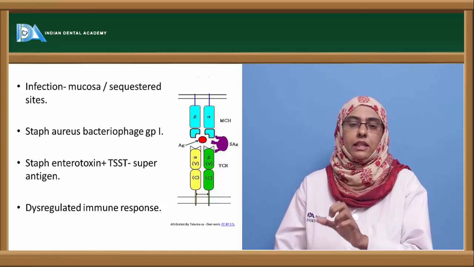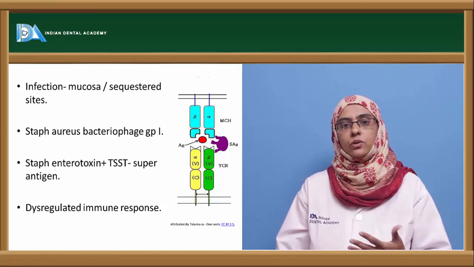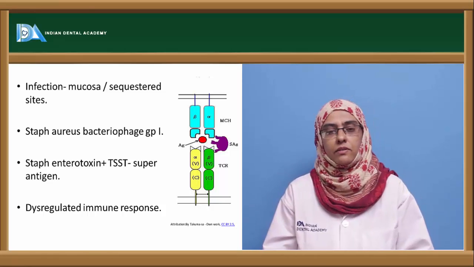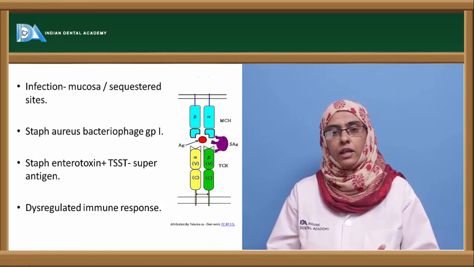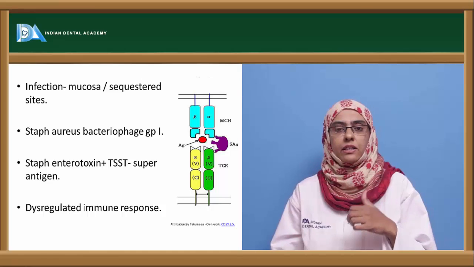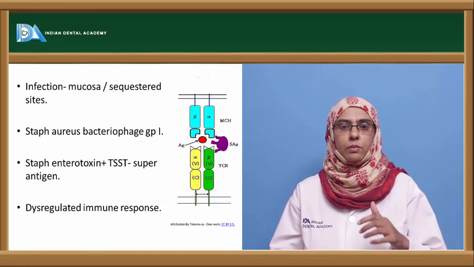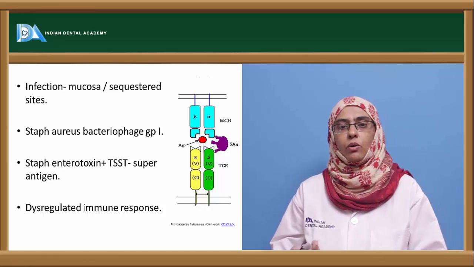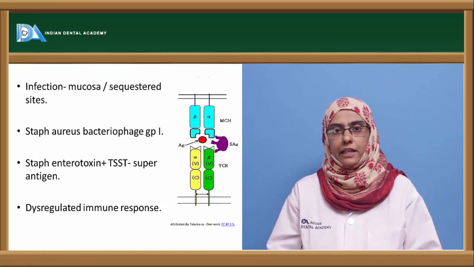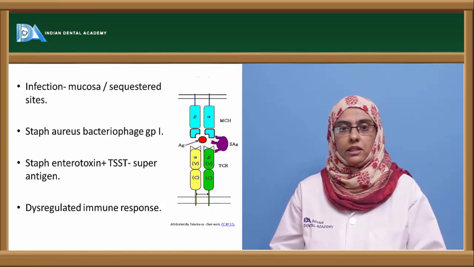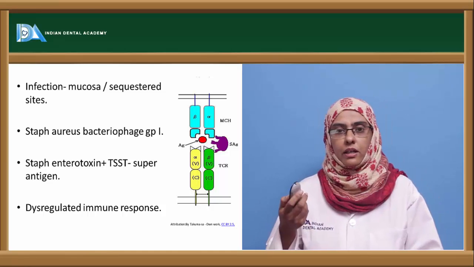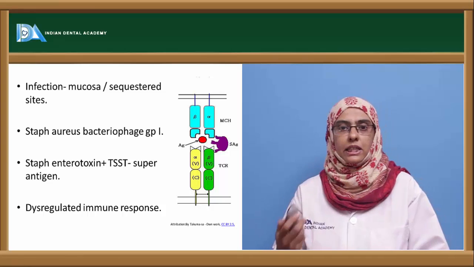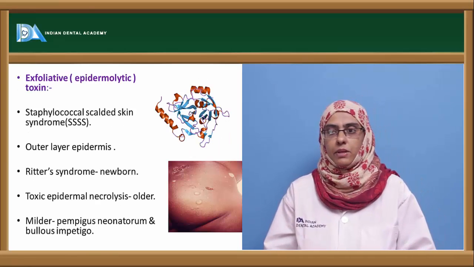usually produces this toxic shock syndrome toxin is the Staphylococcus aureus bacteriophage group 1, and the Staphylococcus aureus enterotoxin plus the TSST, if they are present together, they act as a superantigen. Now, the superantigen is the one that can dysregulate the immune response. They can activate the T cells non-specifically to produce a hyperimmune response that causes damage to the whole body, ultimately leading to death. So the superantigen is usually formed when the Staphylococcus enterotoxin and TSST are together in the patient.